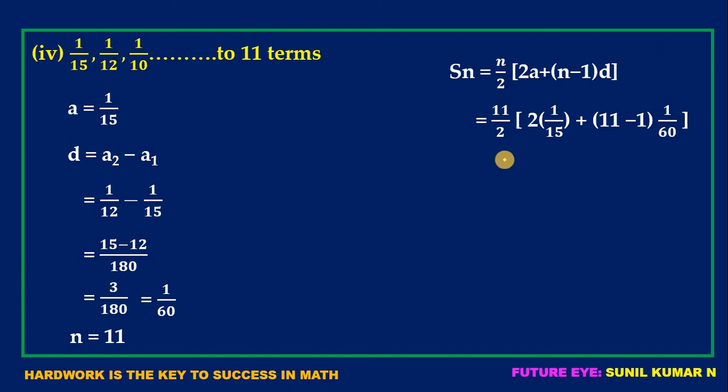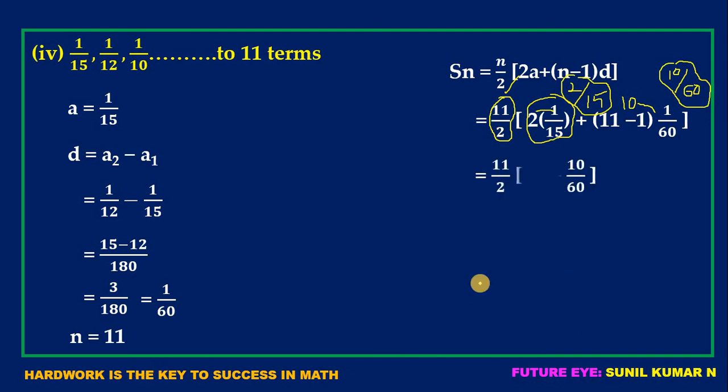Next, what do you do here? This you cannot do anything with, let it be as it is. So here 2 multiplied by this numerator 1, so here you will get 2 by 15, and here you will get how much? 11 minus 1 is 10. So 10 multiplied by this, so here you will get 10 by 60. And here you will get 2 by 15. And this you write as 11 by 2, you write as it is, 2 by 15, as well as 10 by 60. So these numbers you have to write for the next step. So look here, 11 by 2, 2 by 15, 10 by 60.